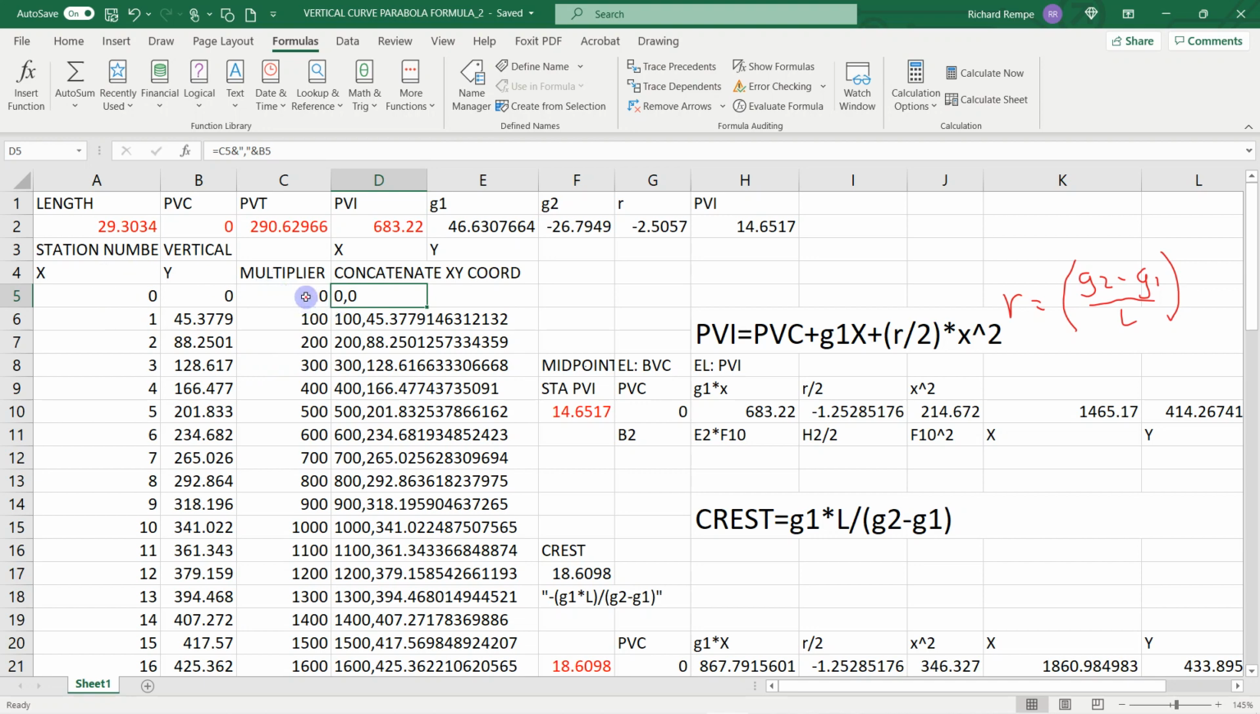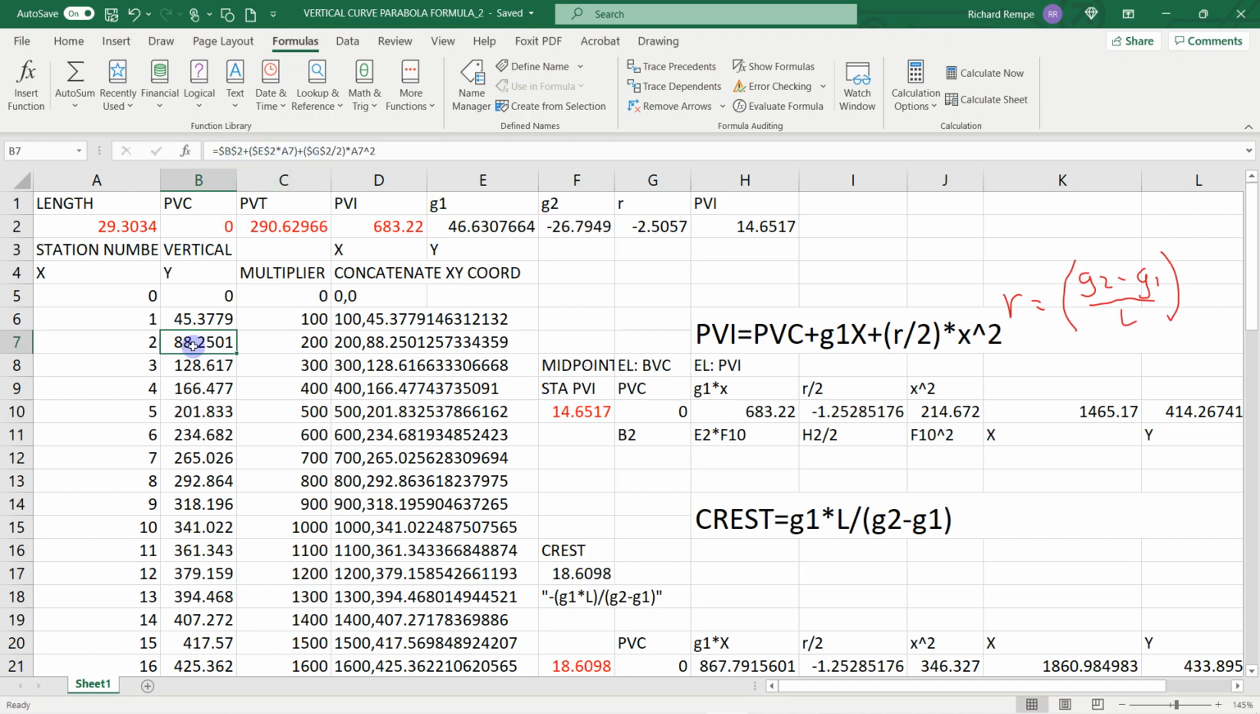So I'm going to take this, which is C5. So I'm going to type equals C5, and then the and symbol, I forget what it's called. And then open close quote with a comma, because you want to have a comma in between, and then B5, which is 0.